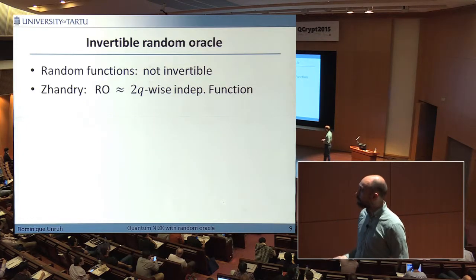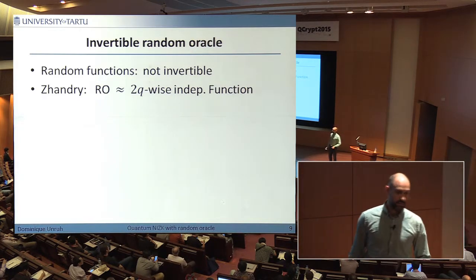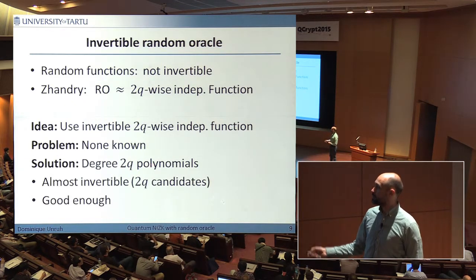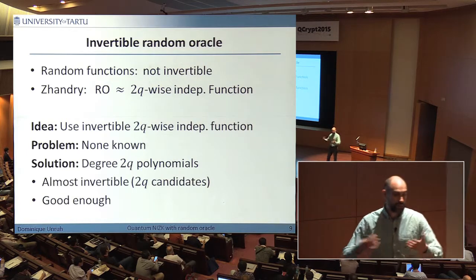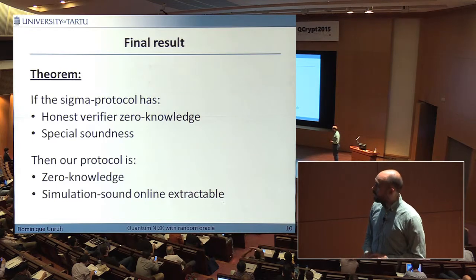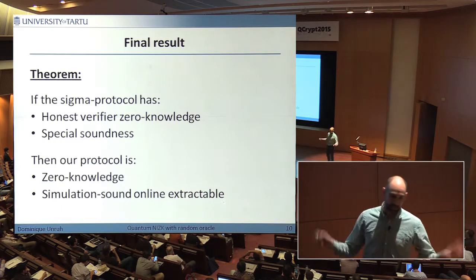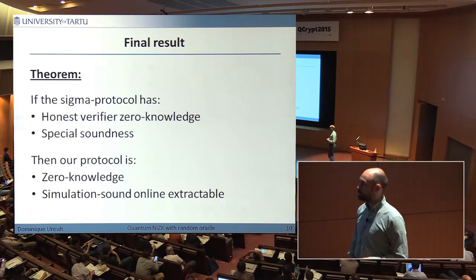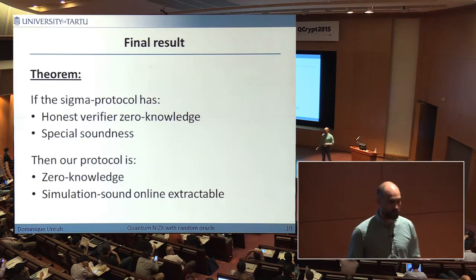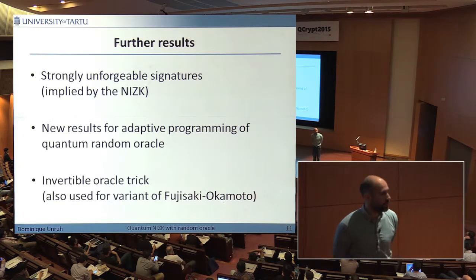What we need to find, however, is an invertible 2q-wise independent function. And none are known, but we can get around this by using degree 2q polynomials, which are almost invertible. We find 2q pre-images, and it turns out the whole construction still works. And that leads us to the final result. If the Sigma protocol has these two standard properties, then the protocol we construct is zero knowledge, and it is sound. It is even simulation sound online extractable for those in the know. And I'm skipping the further results because time is low. Thank you for your attention.